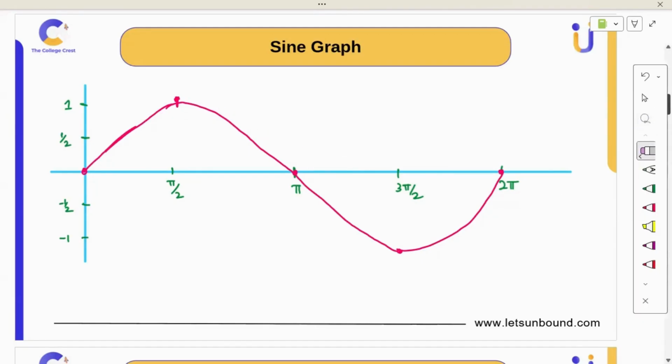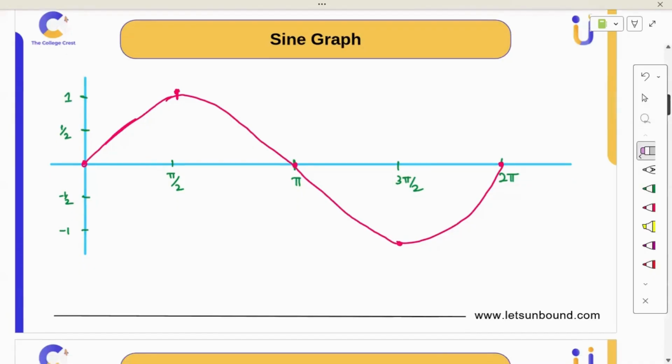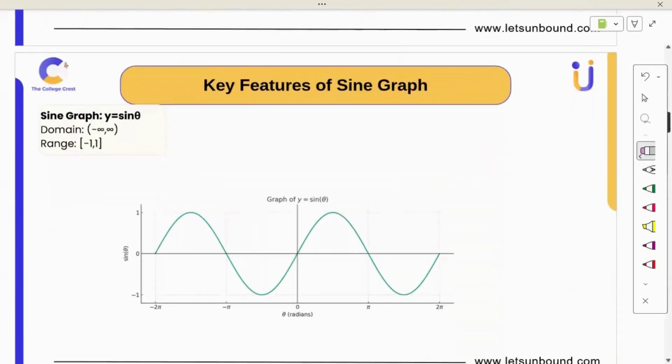Now observe this sine graph, it's like two hills or a wave. Now, key features of the sine graph, y equals sine theta. Domain is all values. I did only 0 to 2 pi, but negatives and positives, minus infinity to plus infinity. But range: maximum can go to plus 1, minimum can go to minus 1, and in between it can take all the values. Yes, many sine graphs are possible. We are just doing the parent graph of sine theta, so this is enough to understand. These are key features and it's a wavy structure.